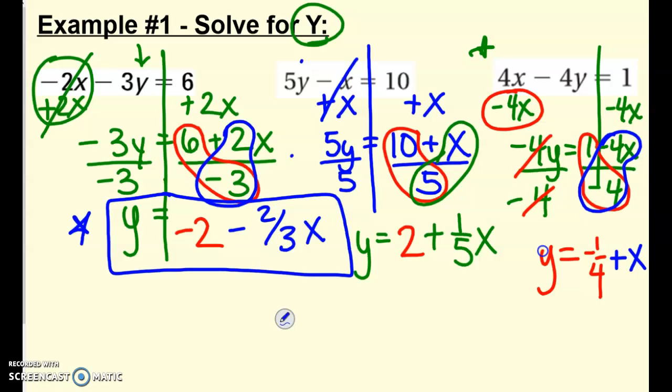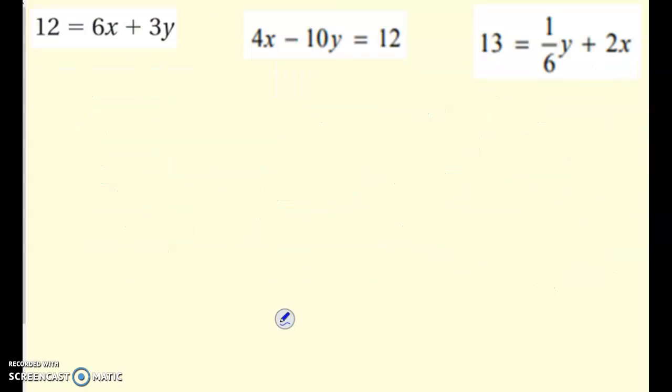I think you have a couple more. Yes, you have 3 more to practice. In each of these you're going to end up with y by itself. So pause here, get y by itself, and then come back and check your answers.